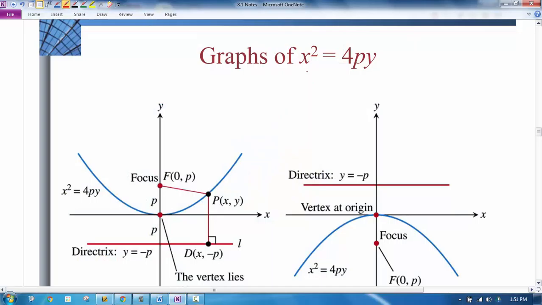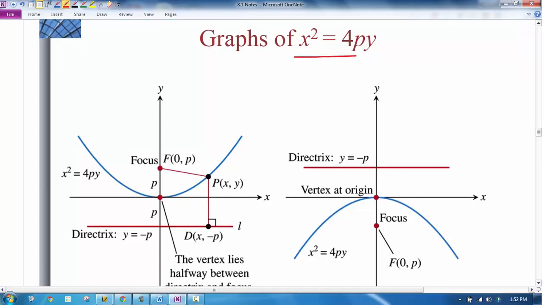Okay, so we're going to look at graphs of different types of these, if we have x squared and if we have y squared. Now, if we have x squared, that's going to be a parabola that opens up or down. You're familiar with these. In which case, the directrix is going to be a horizontal line.